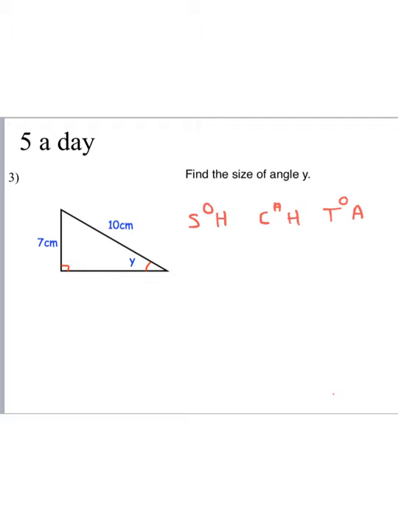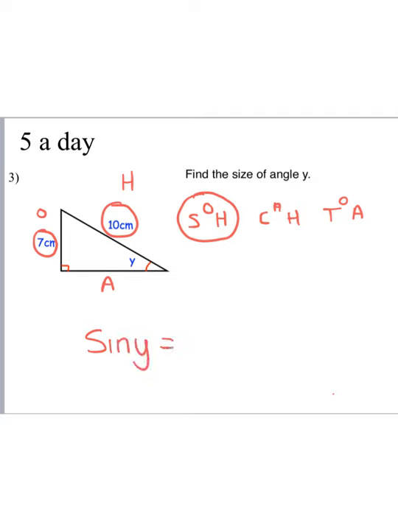So now I will identify what the hypotenuse is. The hypotenuse is always the largest side, so this is going to be h. I also know that this value is the opposite because it's opposite the angle, and this is the adjacent. So we are given two values, which are O and H, so we can work this out using SOH, which is the sine. So now we've got sine y equals opposite over hypotenuse, which is 7 divided by 10.